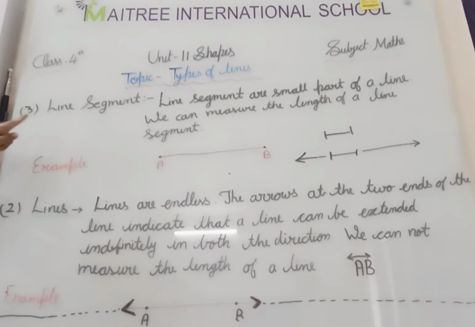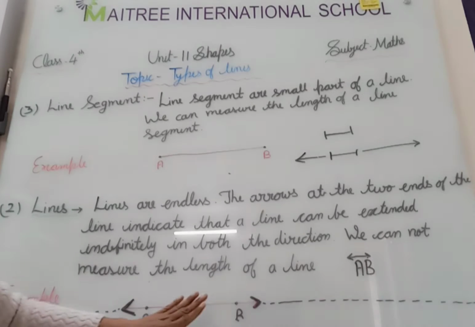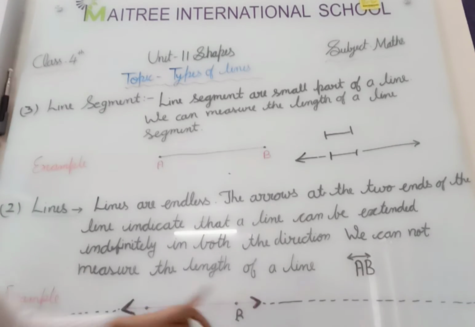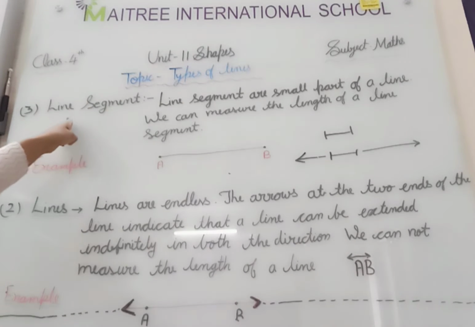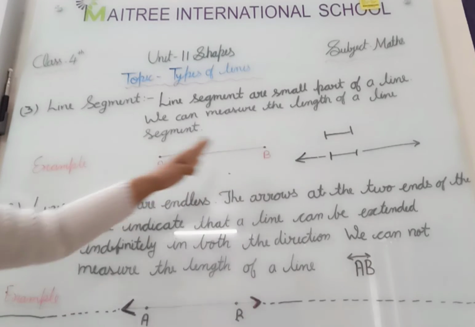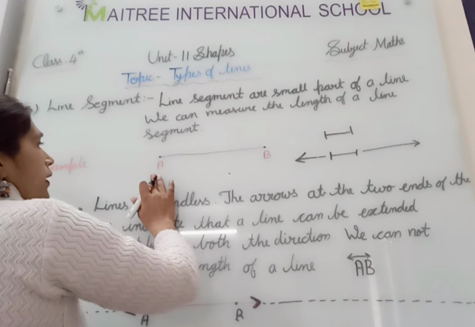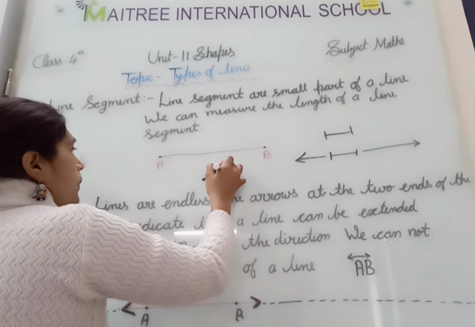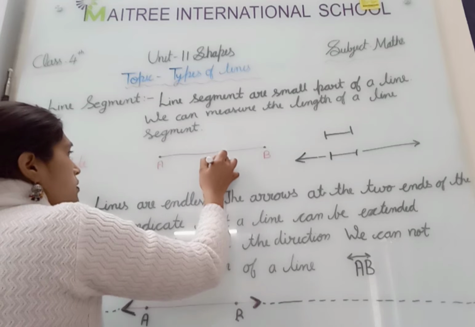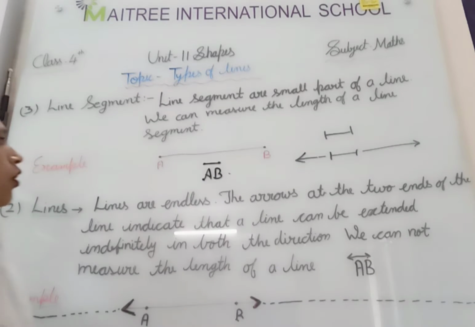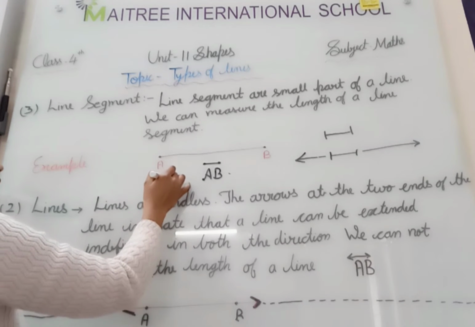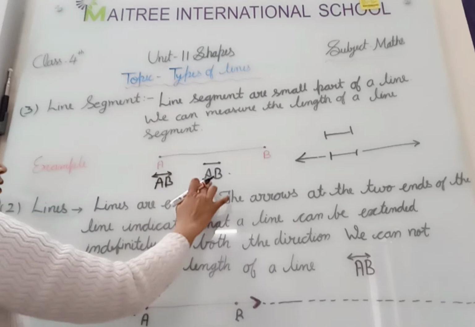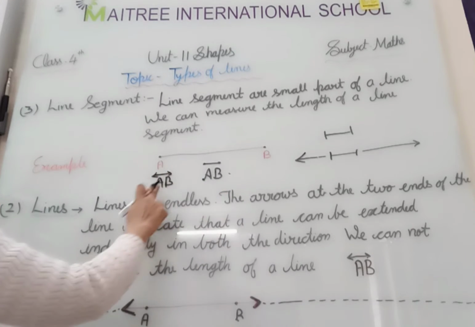Got it? What is the difference between line segment and line? A line doesn't have any fixed length, we cannot measure it, and both ends are indicated by arrows. But in a line segment, no arrows are there. Yes. And how will we write this? If I am writing this, this is the line segment AB. So how will I write AB? A, B, and here I am making a symbol of line segment. Got it? If I am talking about line AB, how will we write it? This is the line AB. And this is the line segment AB. Got it?